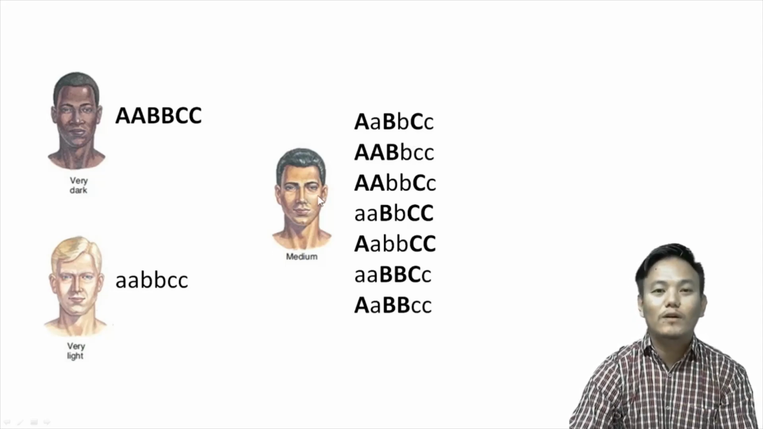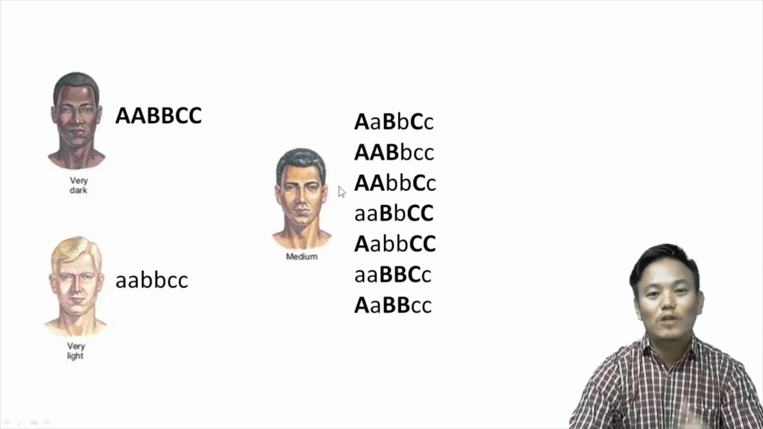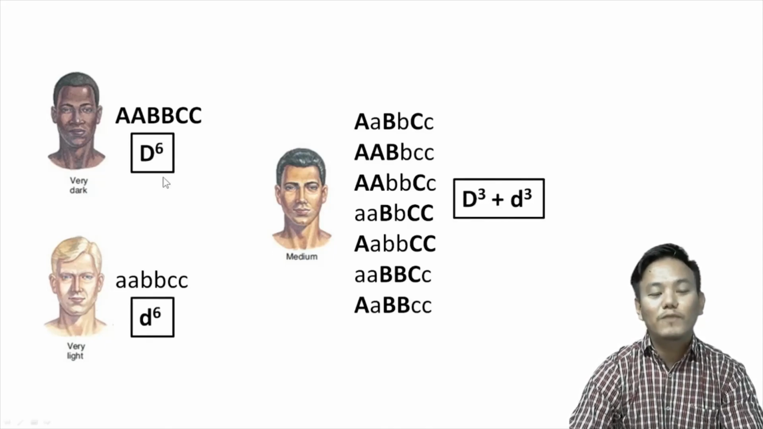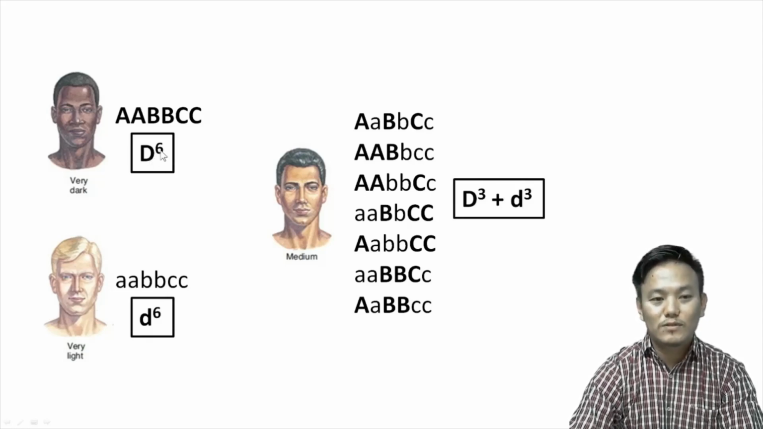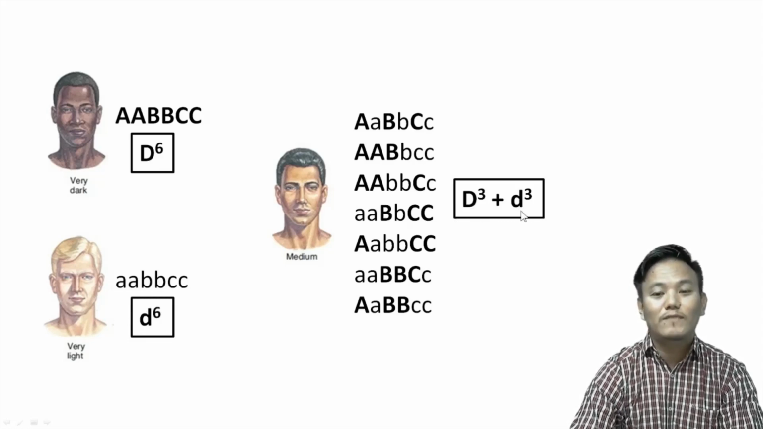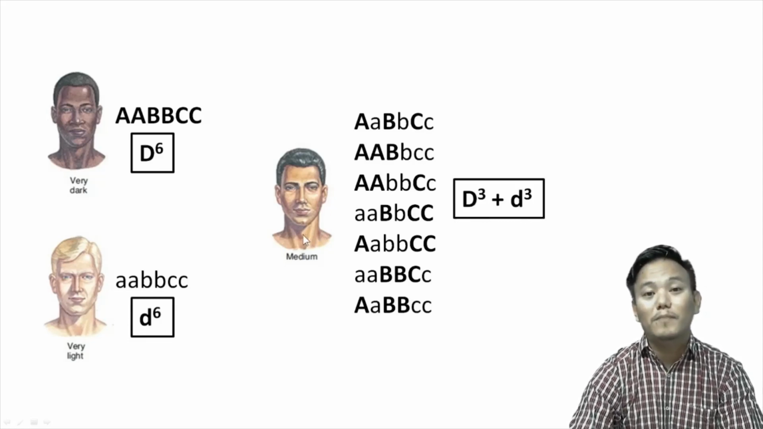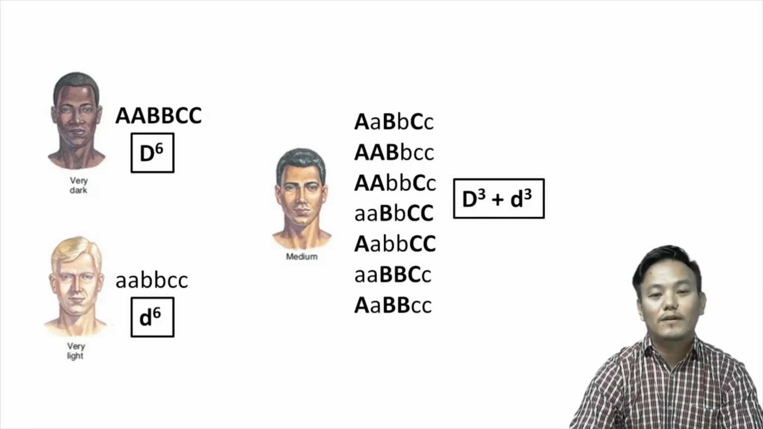The more dominant alleles a person contains, the darker will be his skin color. Fewer dominant alleles means lighter skin color. To simplify things, we can say that this person has D6, meaning 6 dominant alleles, and will be the darkest. This person has no dominant allele but 6 recessive alleles, so he will have very light skin color. And this particular person has 3 dominant alleles and 3 recessive alleles, so his skin color will be medium. Okay, so that is polygenic inheritance.